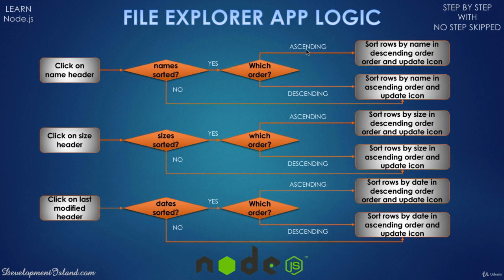If they are sorted in ascending order, we will sort the rows by name in descending order, and also we'll update the icon. Otherwise, we will sort them by name in ascending order. And the same logic applies to the size and the date.